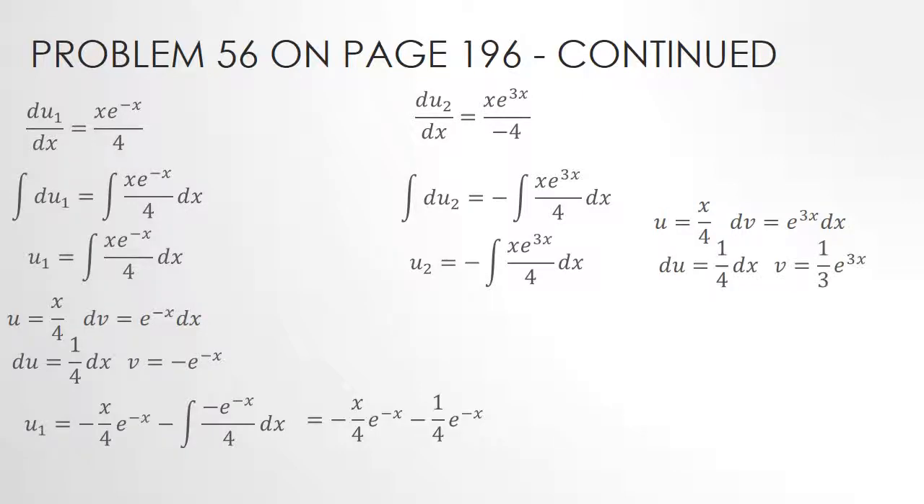So for my integral for u2, I get u is x divided by 4. My dv is e to the 3x dx, and my du is 1/4 dx, and my v is 1/3 e to the 3x. So u2 has to be uv minus the integral of v du, and that's what I get here, and I can easily solve this integral now, and I get that expression for it.